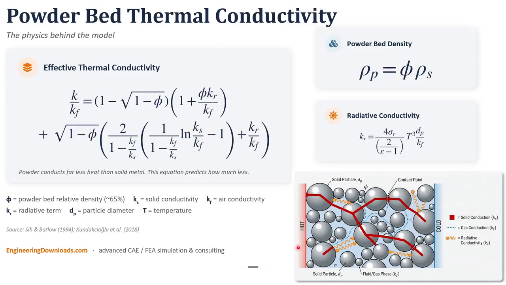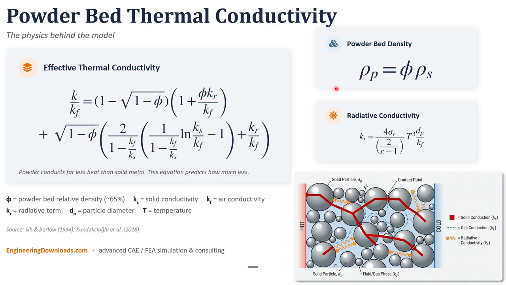As we are engineers, let's look at one of the equations behind this model. Look at this image. Heat moves from hot to cold, but inside loose powder it takes three paths at once. Red is solid conduction through the points where particles touch. Blue dotted is gas conduction through the trapped gas between them. Orange is radiation jumping across the gaps. This equation adds all three into one number, the powder bed effective thermal conductivity. Phi is the key variable. Pack the particles tighter and it conducts more like solid metal.